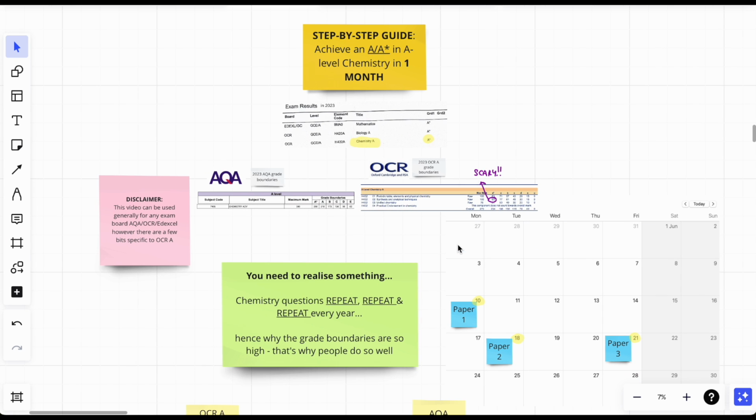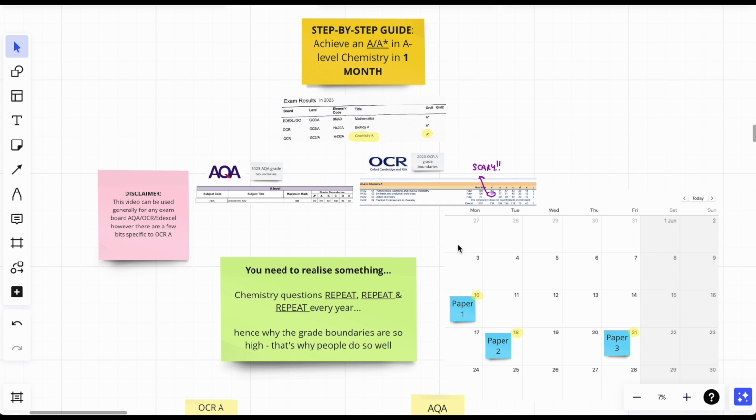Now, I need to have a little heart-to-heart talk with you. You need to realize something. Chemistry questions, or chemistry past papers, and the whole A-level is beautiful. I know, you might be thinking, what the hell is she talking about? But the thing is, the questions repeat themselves every single year. Every single year. I don't know why, but I'm very thankful it did.